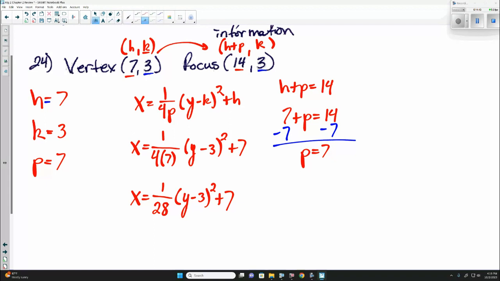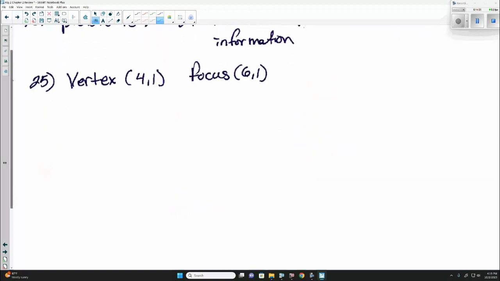And we get this here. And that is the final equation, because once we get the values of h, k, and p, we plug them back in. Vertex, h, k. So we do need to find the value of h, k, and p. And already from the get-go, we know that h is 4 and k is 1. Now we need to see which one changed.